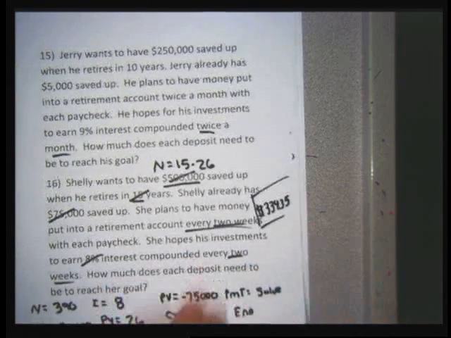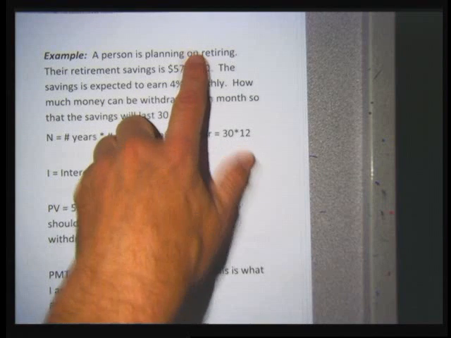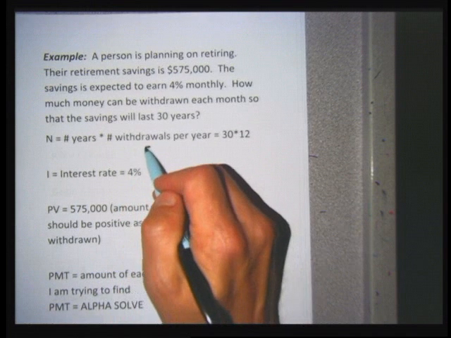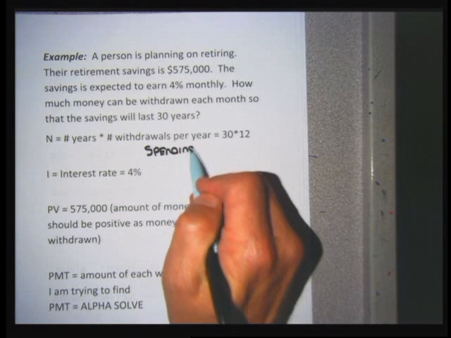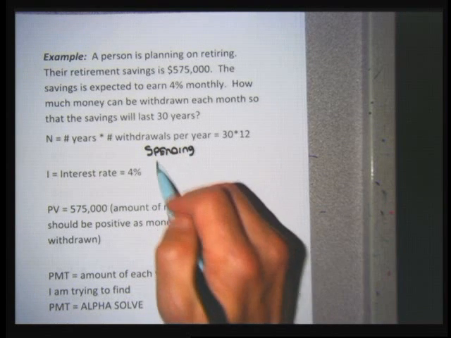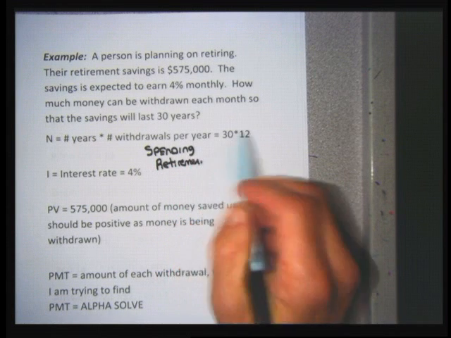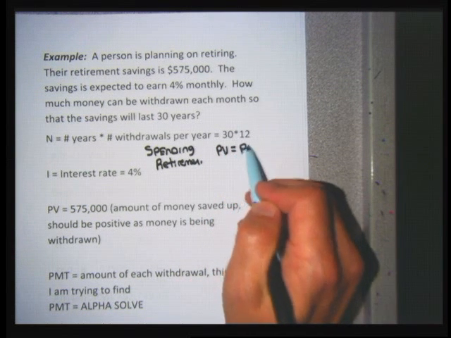I think the rest of the problems are drawing money out of retirement. So a person is retiring, they have this much money in their account, they're going to start spending it. And while I'm spending down the retirement, that's the rest of the section. Because when we're spending our retirement, as opposed to saving up, the signs on the PV and the PMT start to get different. So when I'm spending my retirement, the PV is now going to become positive.